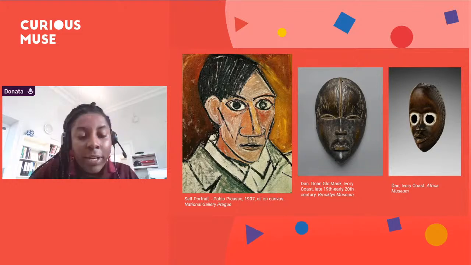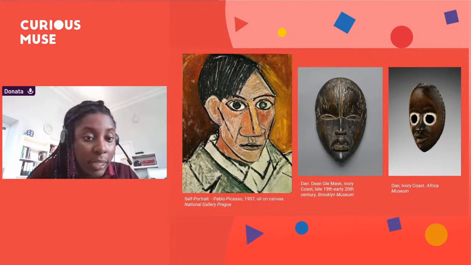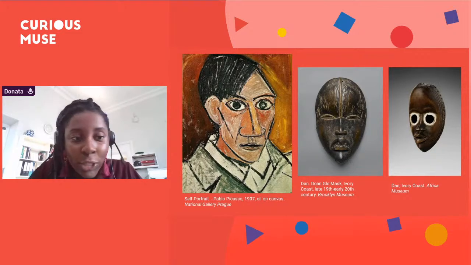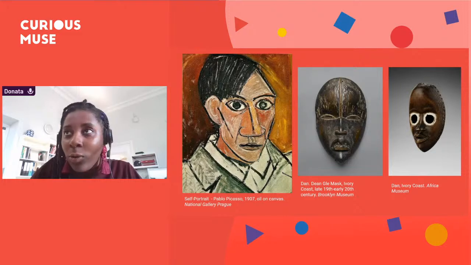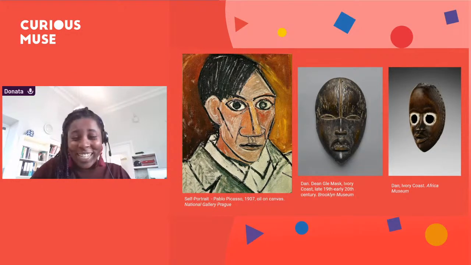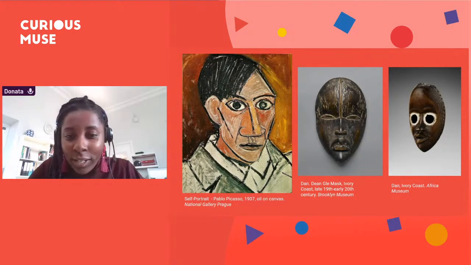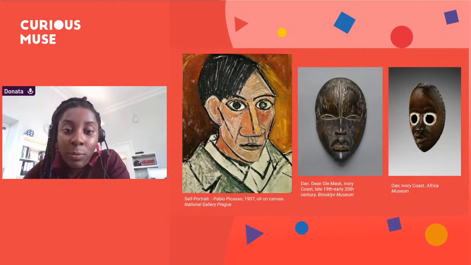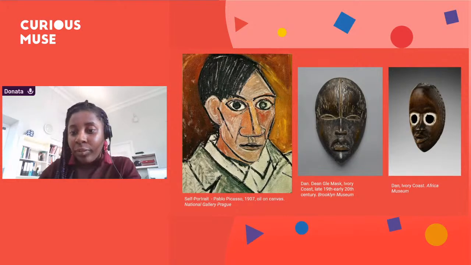And he's known for his periods, such as the Blue period, the Rose period, and even his African period, which we're going to focus on today. So this is a self-portrait on the screen. Does anyone perhaps know how old Picasso is in this self-portrait? He drew portraits from when he was young until he was in his 90s. Can anyone hazard a guess at what age he was in this portrait?